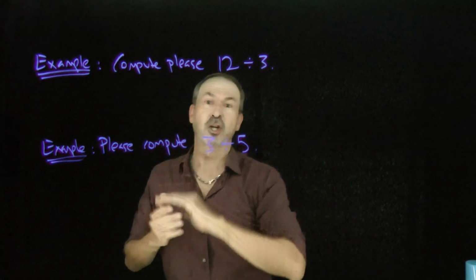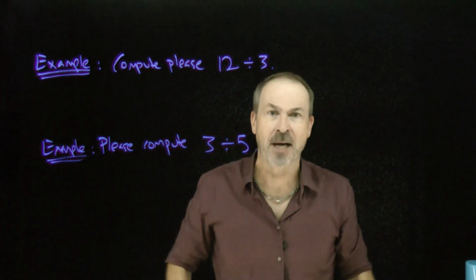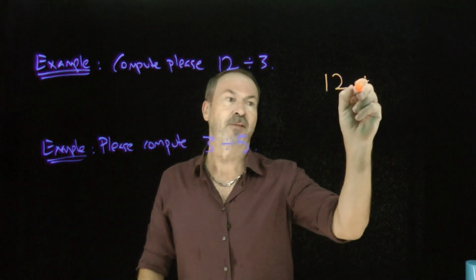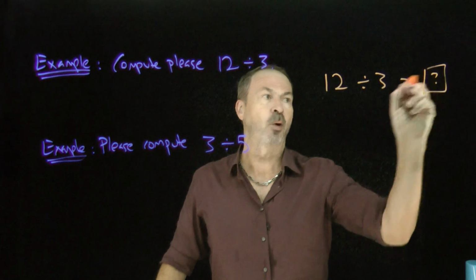So, for example, if I had to work out 12 divided by 3, what am I really being asked to do mathematically? Well, I guess, first of all, I'm being asked to fill in the blank: 12 divided by 3 equals, I don't know, something, question mark.